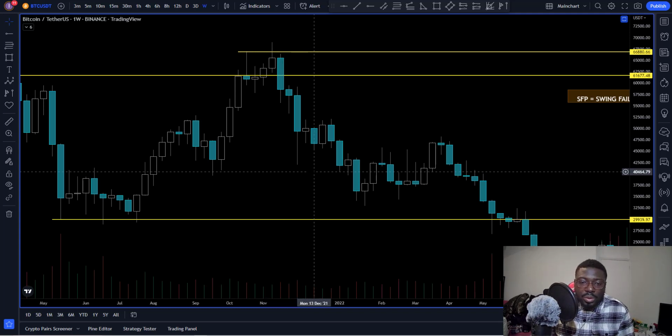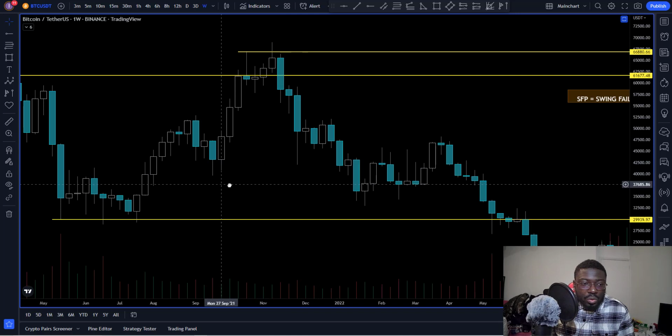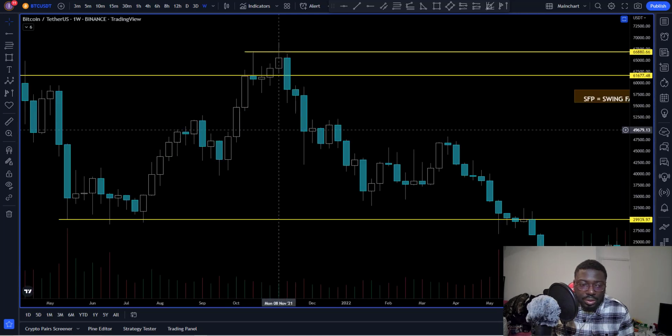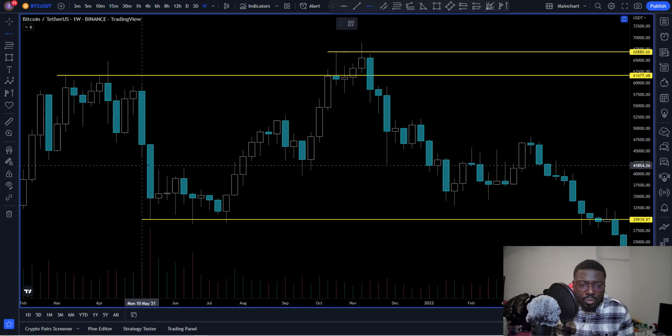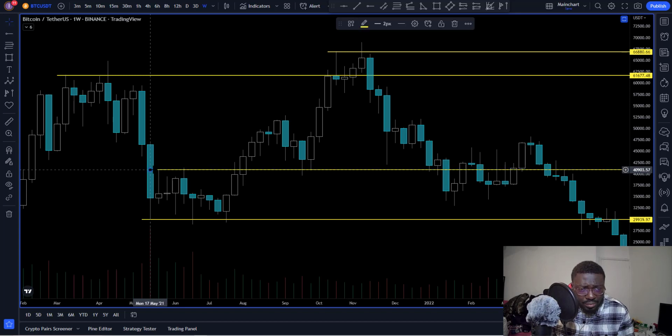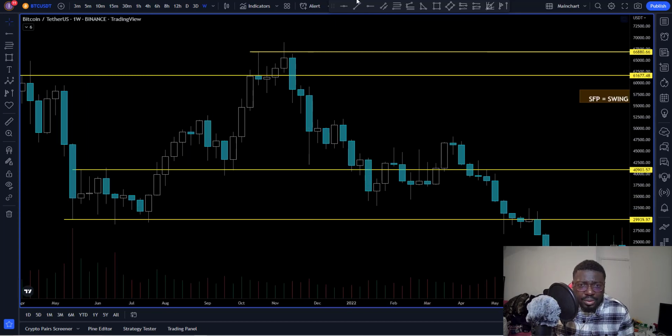Because if you look at so many other candles here, you will see where the market did a swing failure pattern, but then market still ended up breaking to the upside, like what we have here and also here.